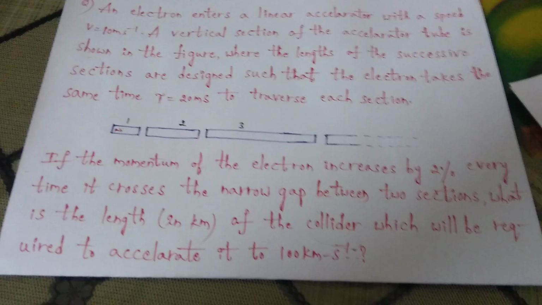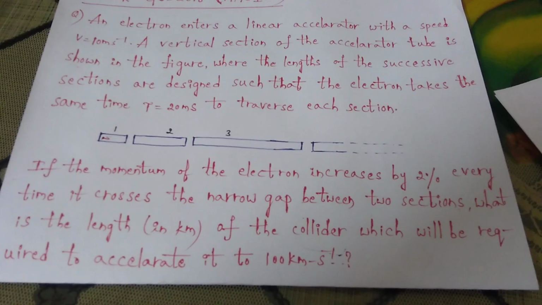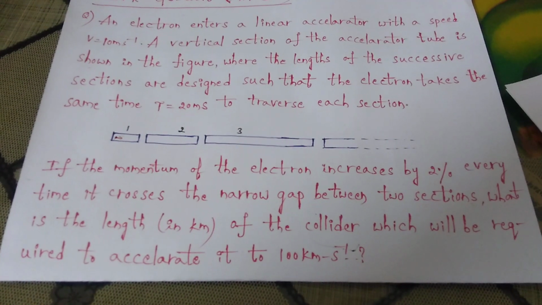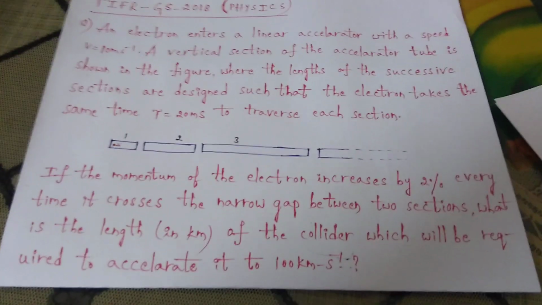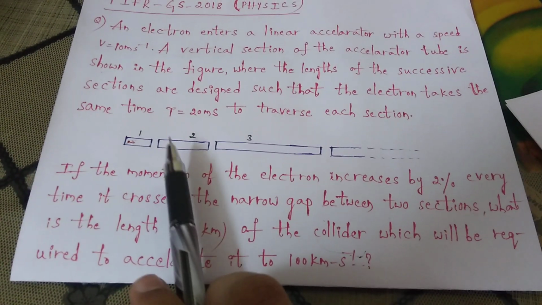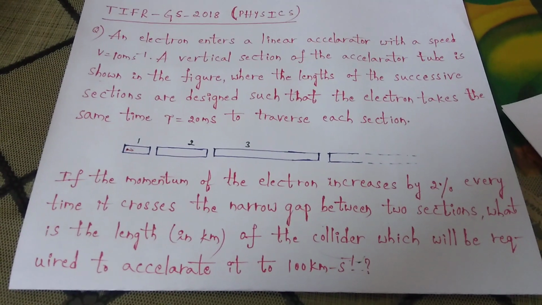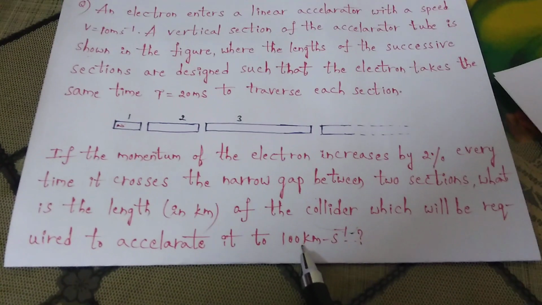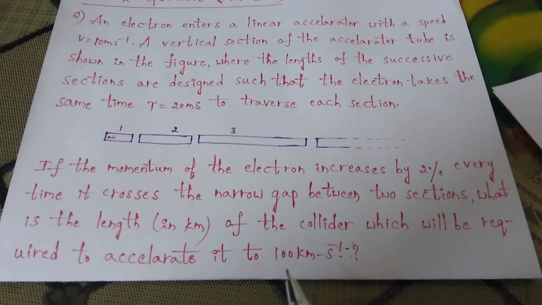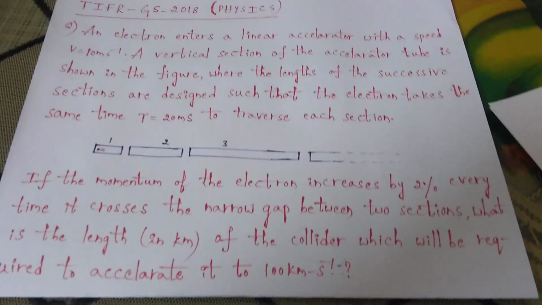Next, if the momentum of the electron increases by 2% every time it crosses the narrow gap between the two sections, what is the length in kilometers of the collider which will be required to accelerate it to 100 kilometers per second? So while the electron is passing through the narrow gap between these two sections, its momentum is going to increase by 2%. By the end of the tube, the velocity of the electron is 100 kilometers per second. We have to find out the distance traveled by the electron before achieving this desired value of velocity.